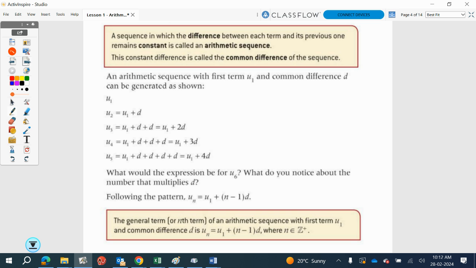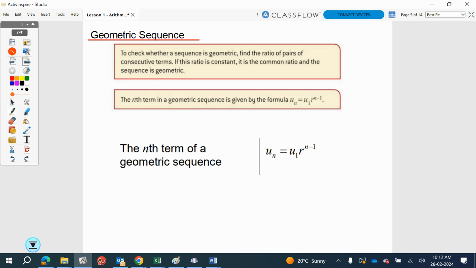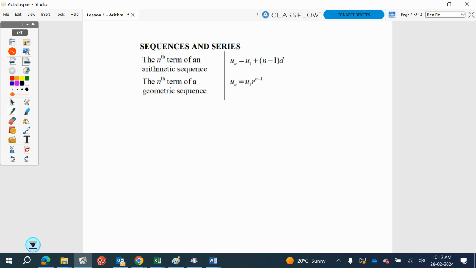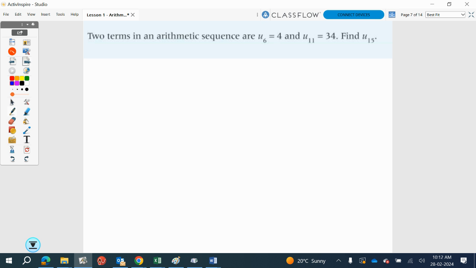So some notes for you if you need to look through when you're doing your homework. A sequence in which there is a common difference is an arithmetic sequence. So U1 is U1, U2 is U1 plus 1 lot of the difference, U3 is U1 plus 2 lots of the difference, and we come up to our formula. A geometric sequence has a common ratio. We have our formula here. And these are the formulas how they look on the formula sheet that you'll get in the formula book. Those two formulas. All right, some problem solving.